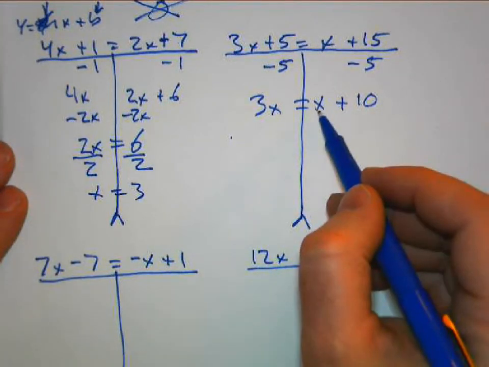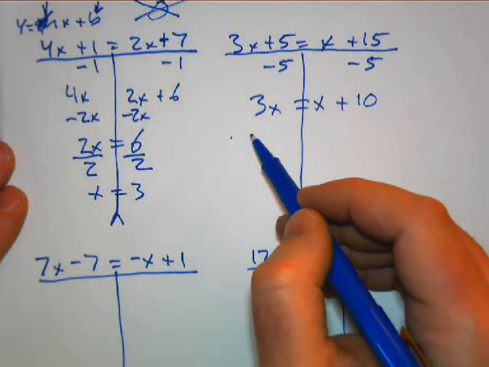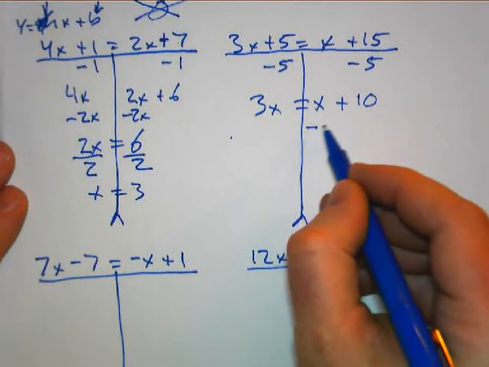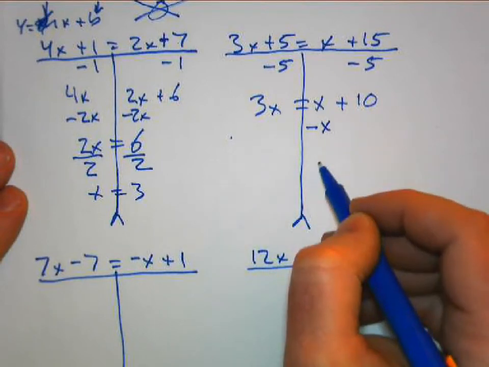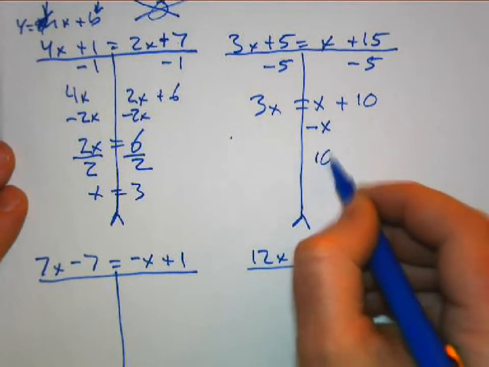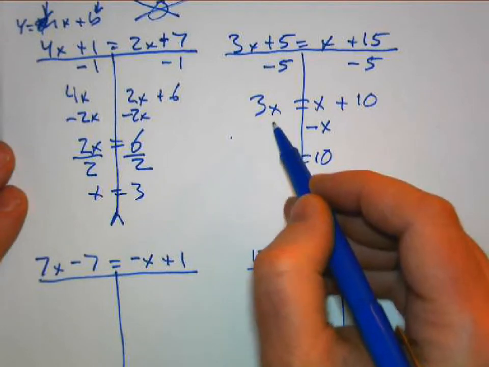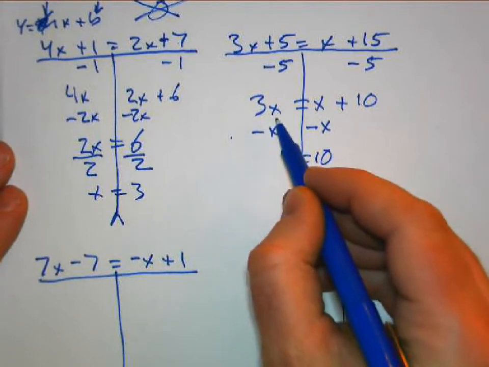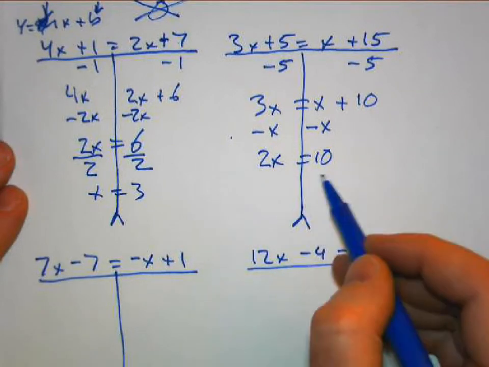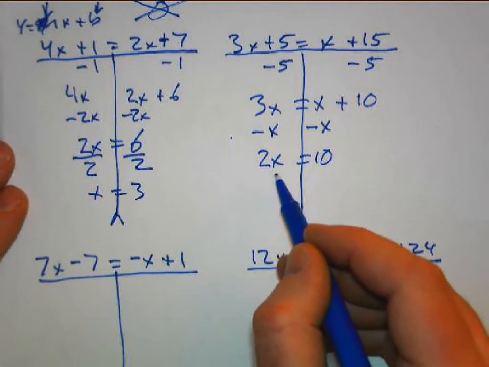Now I need to get rid of this x on this side and push it over here. So I have x's on one side of the equal sign and numbers on the other. How do I get rid of a plus x? Minus x. X minus x leaves me with nothing, and just 10 on this side of the equation. So minus x, did it on one side, got to do it on the other side. Minus x. 3x minus x leaves me with 2x. 2x equals 10.